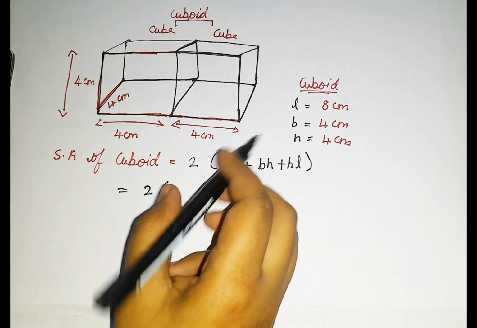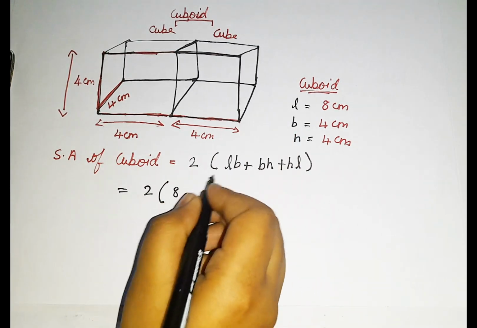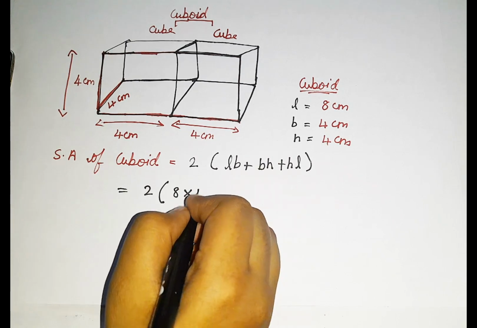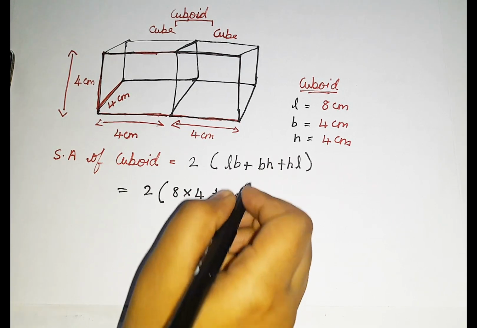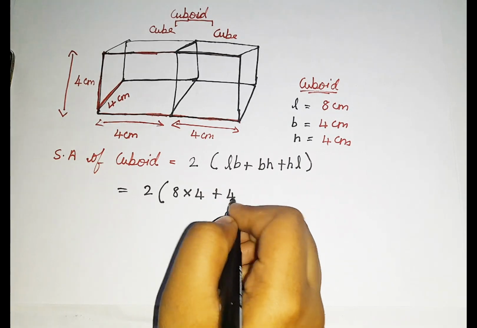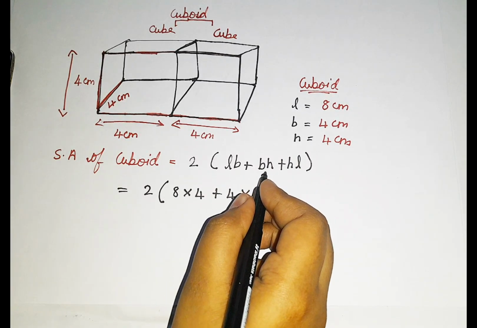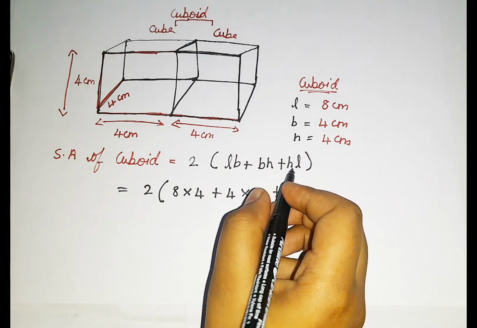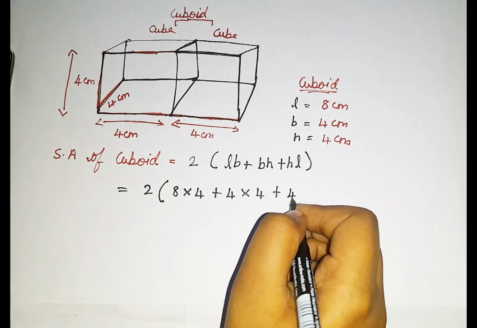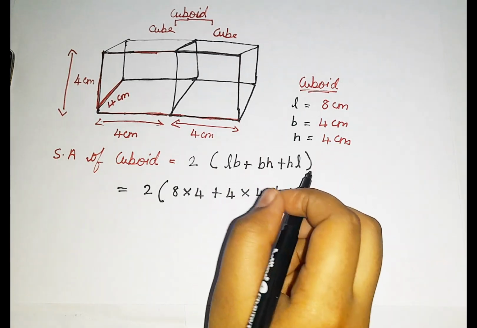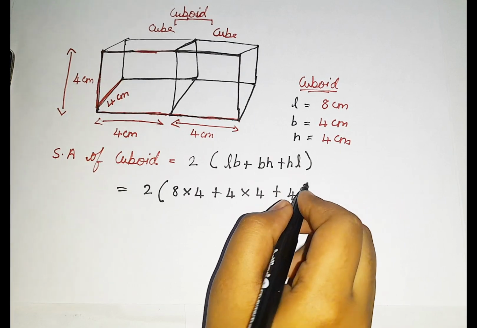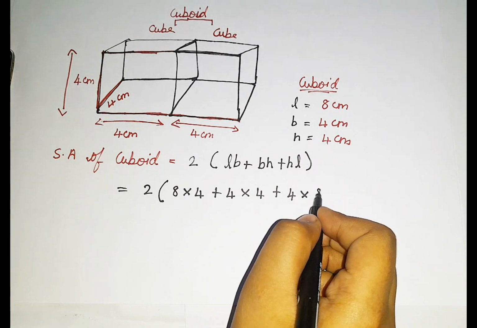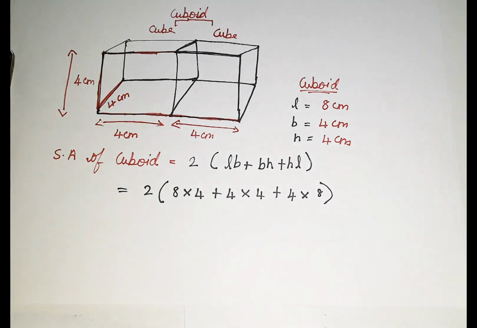So what is the L value? L is 8 centimeter, and here it is L into B, in multiplication. So into B. B is 4 centimeter, and here it is plus. Then B into H, right? So B is 4 centimeter into H, and H is also 4 centimeter, plus H into L. H is again 4 centimeter. For the whole formula we are going to be using these values only, so no worries. So into L, L is 8 centimeter.